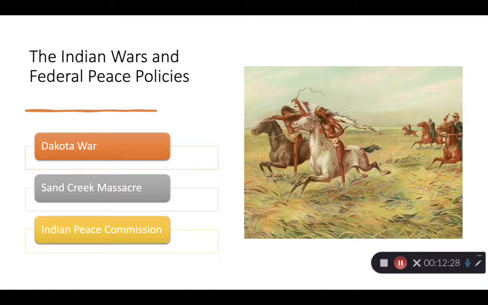Shortly after the Dakota War, we have the Sand Creek Massacre. Now, this occurred November 29th, 1864. This is a massacre of Cheyenne and Arapaho people by the U.S. Army in the American Indian Wars. Now, with the Sand Creek Massacre, a 675-man force of the 3rd Colorado Cavalry under the command of John Chivington attacked the Native Americans in the southeastern Colorado Territory. Now, records differ on how many people were actually killed, but it ranges from anywhere between 69 to 600.